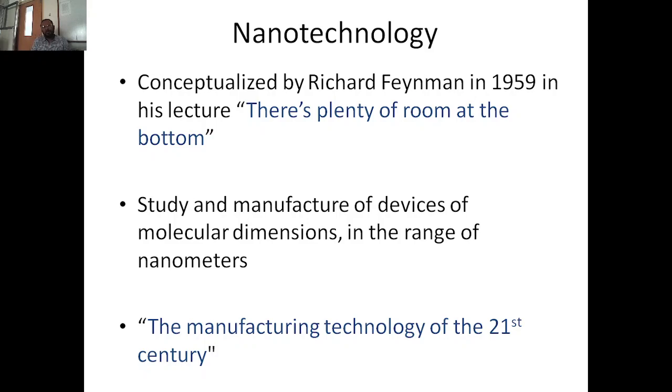Not only Intel, almost all the companies in chip production are going from the micro level to the nano scale, and they have to shift. This shift is happening only because of nanotechnology. So that's why we can call nanotechnology the manufacturing technology of the 21st century.